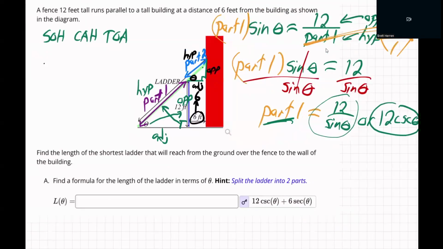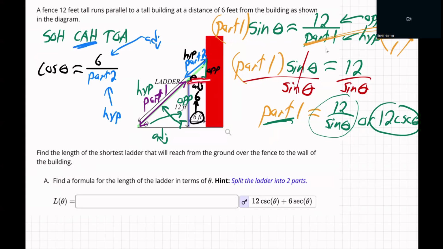So cosine of that little angle theta is going to be 6 over part 2, because that's adjacent over hypotenuse. Cosine is adjacent over hypotenuse, right? It's 6 over part 2, adjacent over hypotenuse of that little right triangle. Okay, so now we need to solve for part 2.